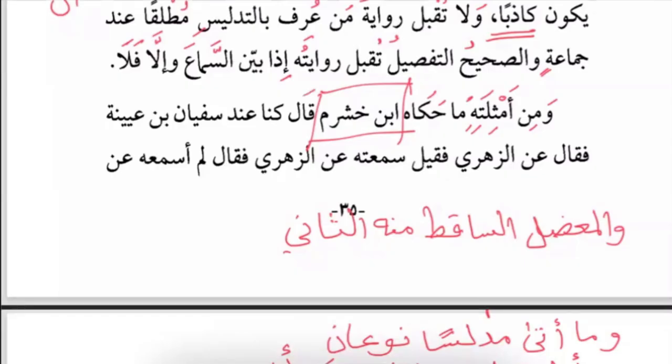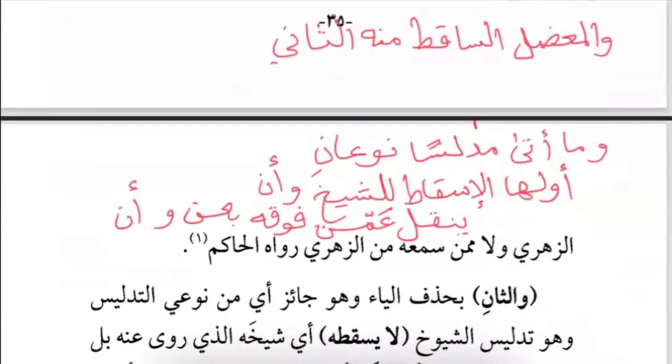That this one said, قال كنا عند سفيان ibn عيينة. He said, we were with Sufyan ibn Uyayna. He's a mujtahid. فقال, he said, عن الزهري, from al-Zuhri. فقيل, and so it was said to him, سمعته عن الزهري? Did you hear it from al-Zuhri? فقال لم أسمعه عن الزهري. He said, I did not hear it from al-Zuhri, ولا ممن سمعه من الزهري, and I did not hear it from the one who heard it from al-Zuhri. رواه الحاكم. Al-Hakim narrated this report.